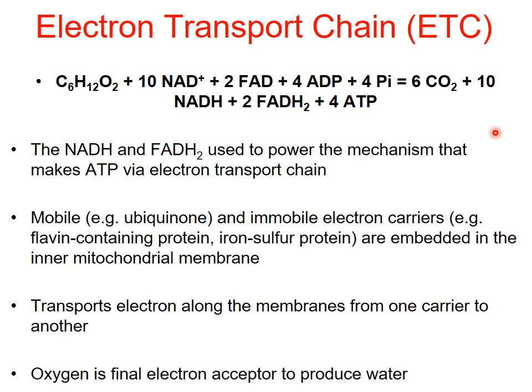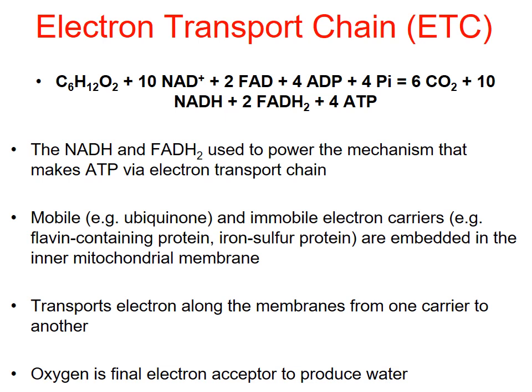the cell. So we have both mobile electron carriers, known as ubiquinone, and immobile, so stationary, electron carriers that are embedded within the mitochondrial membrane, within the cristae. And electrons, using our electron carriers, NADH and FADH2, are transported across these membranes from one carrier to another. And then the final acceptor of the electron is oxygen. And that's why water is produced at the end of it.